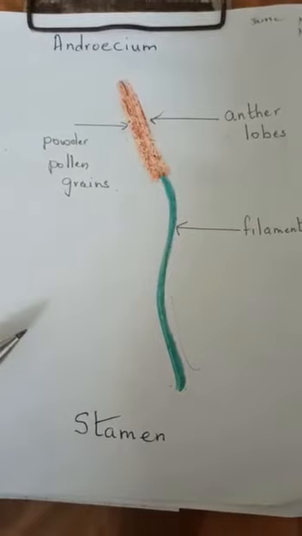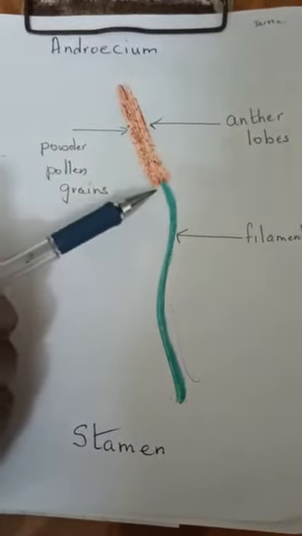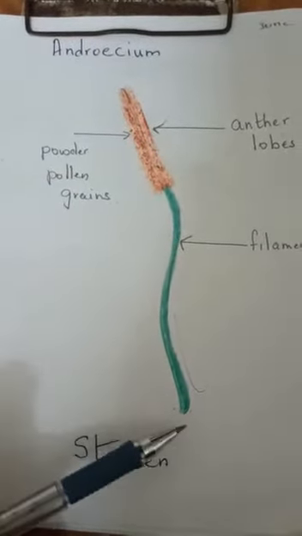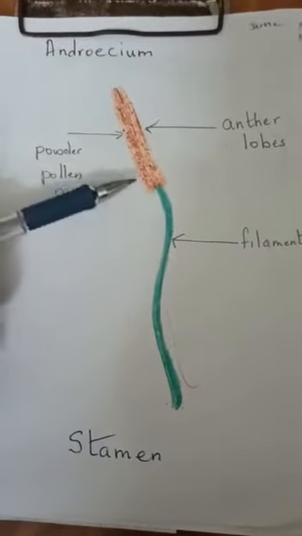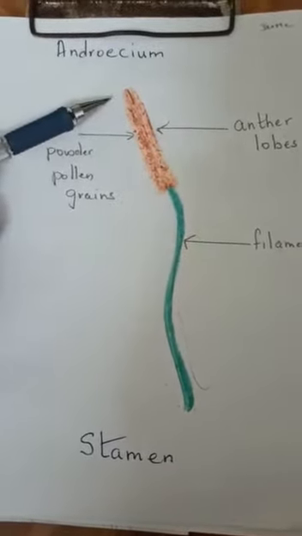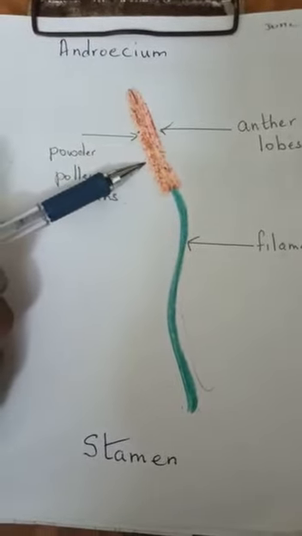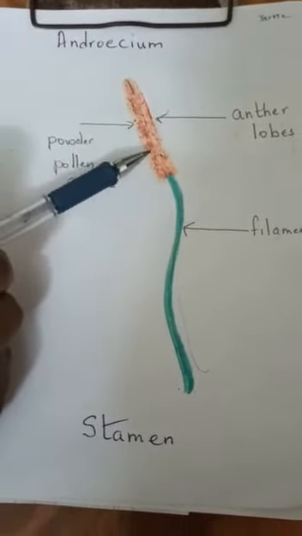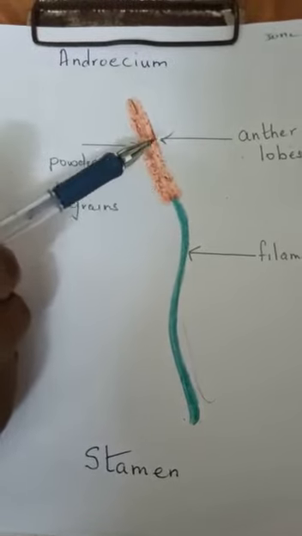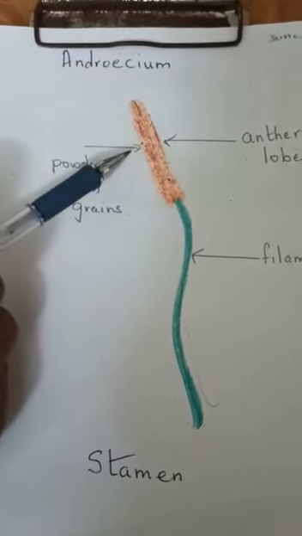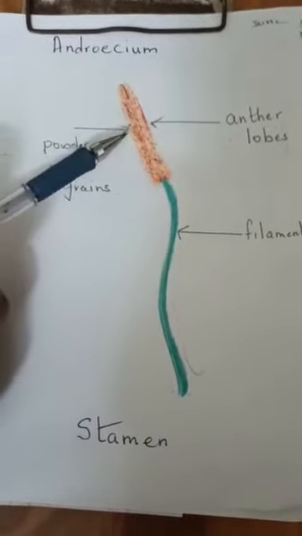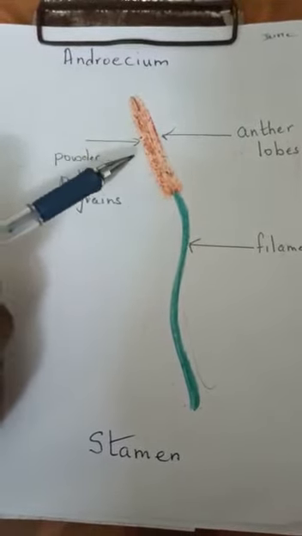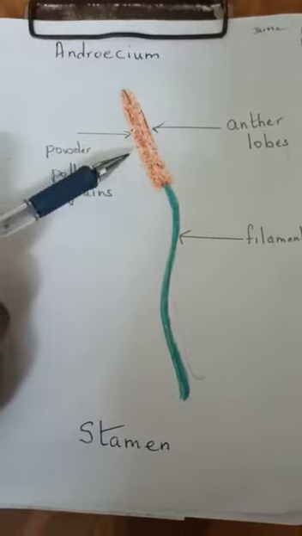Now, if you look at a stamen, it has a long, slender stalk which is called the filament. And at the tip of the stalk is the anther, which has 2 lobes. And if the anther is cut open, we'll find that it contains 4 pollen sacs where pollen grains are produced.